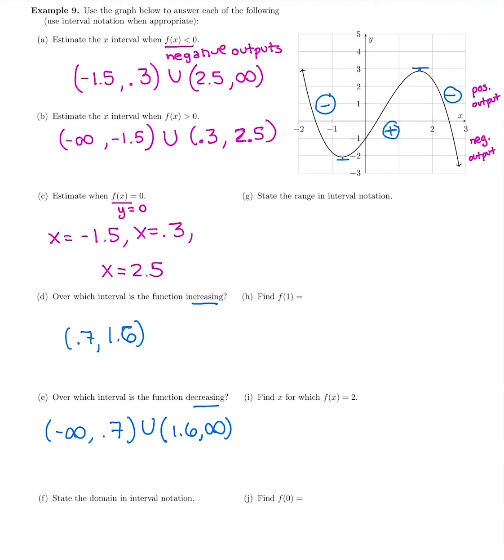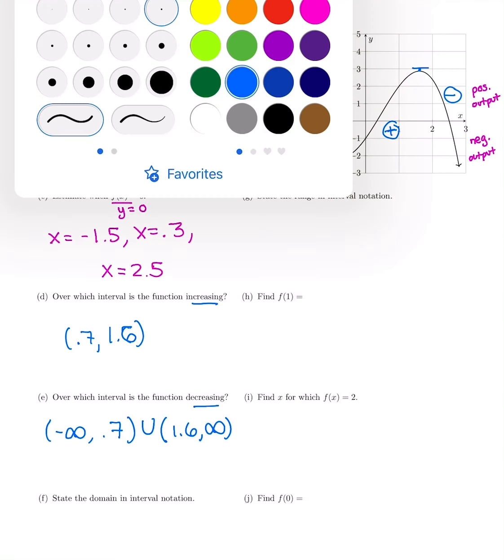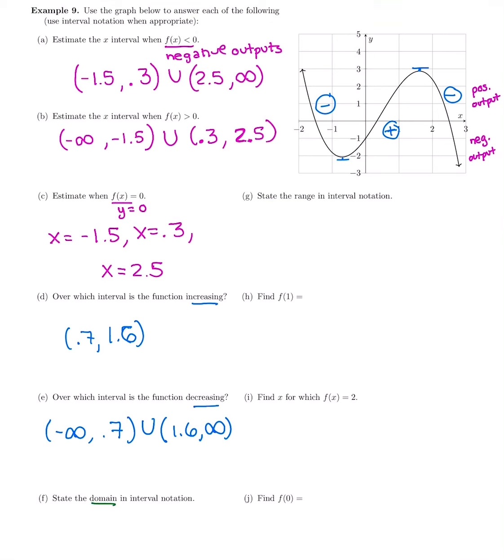Next part says, what is the domain? So domain is left to right. So from the left, well, we have an arrow, which means it's going to keep going more and more left to -infinity, to the right, which has an arrow, which means we're going to keep going out to x is +infinity.